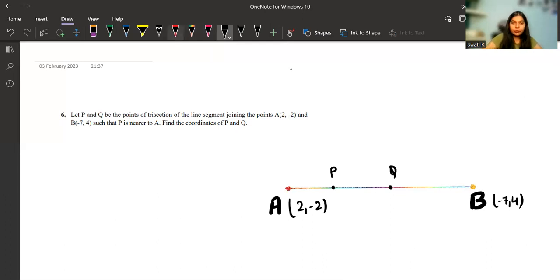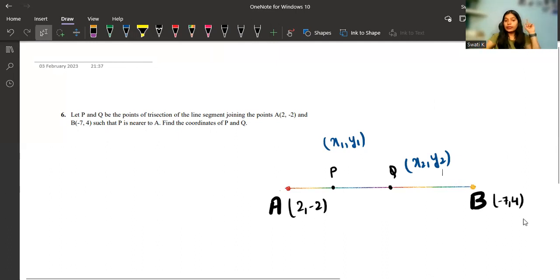So the very first thing that we are going to do is we are going to give the name to P, which is let's say x1 comma y1, and Q is x2 comma y2. Now because it is trisecting, that means this part and this part, they all three are equal. Now P basically is dividing the line segment AB in the ratio 1:2, and Q is dividing it into 2:1. Are you understanding what I'm saying?